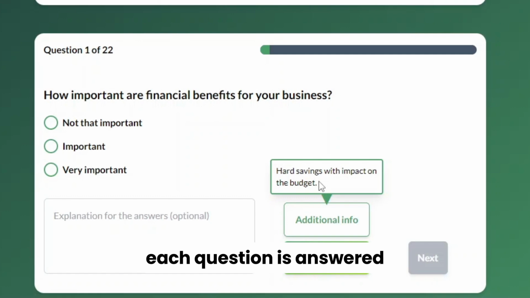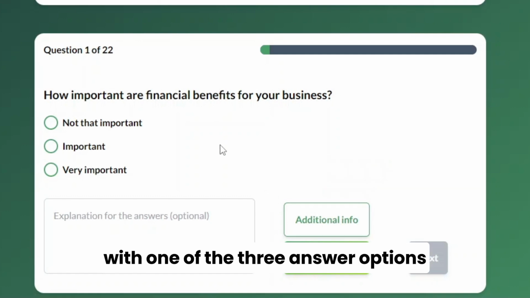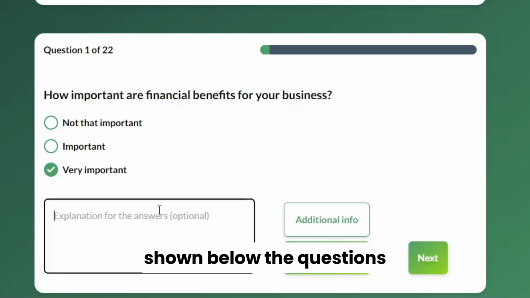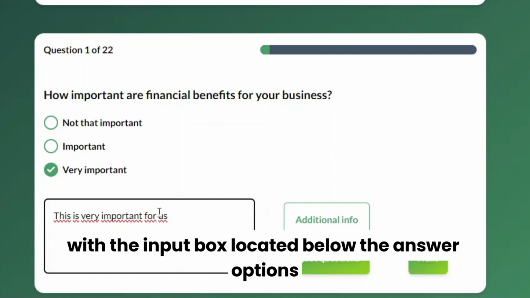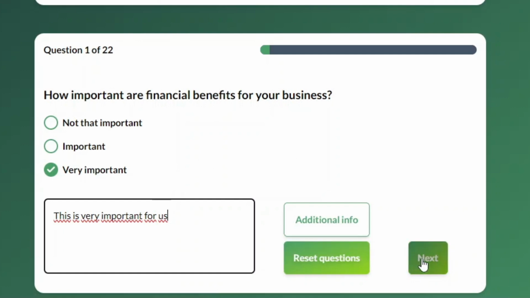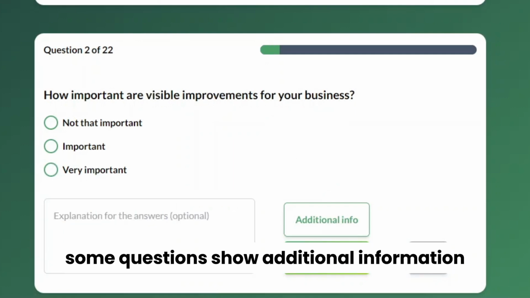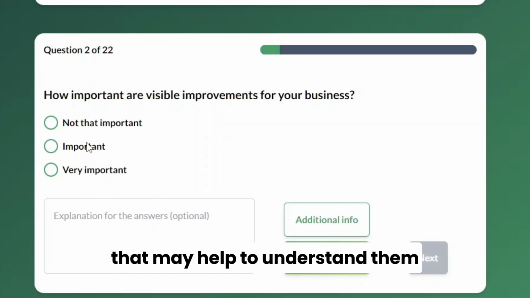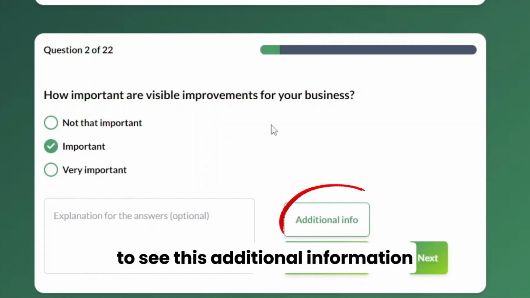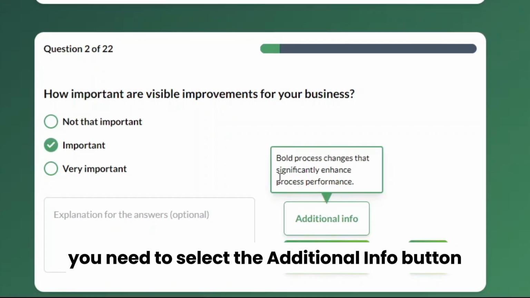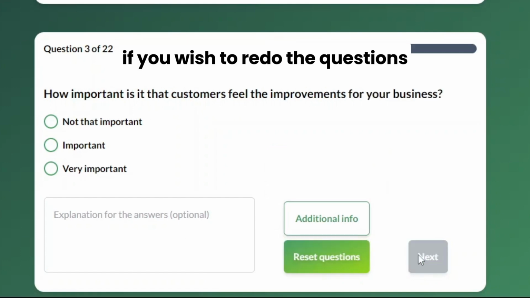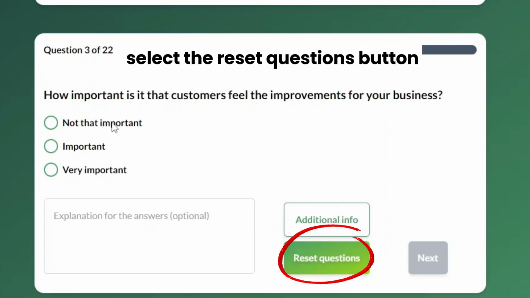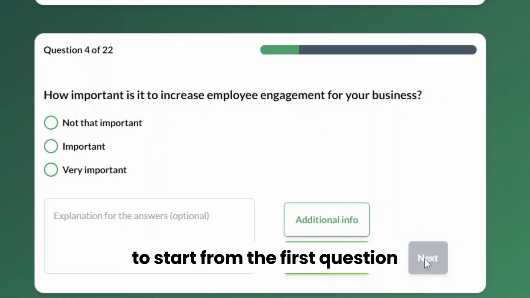Each question is answered with one of the three answer options shown below the questions. If it is required, it's also possible to give a short explanation to each answer, with the input box located below the answer options. Some questions show additional information that may help to understand them. To see this additional information, you need to select the Additional Info button that will show a text bubble with said information. If you wish to redo the questions, select the Reset Questions button to start from the first question.